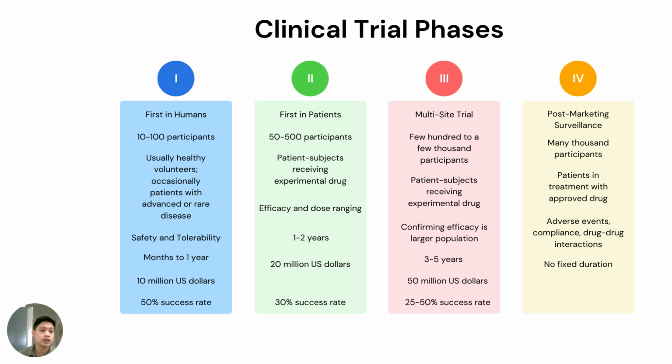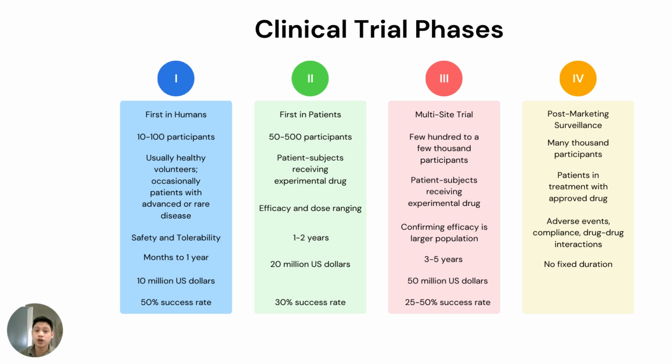Stage 1 or phase 1. First in humans. We utilize 10 to 100 participants, and these participants are usually healthy volunteers. And occasionally, if we are dealing with a disease that is very rare, patients with advanced or rare disease. We test here the safety and tolerability of the drug. It lasts up to a year, and the estimate would be about $10 million for phase 1, and you have a 50% success rate. From that 50%, you can proceed to stage 2 or phase 2.